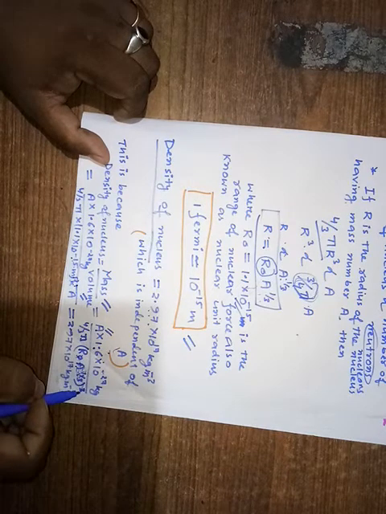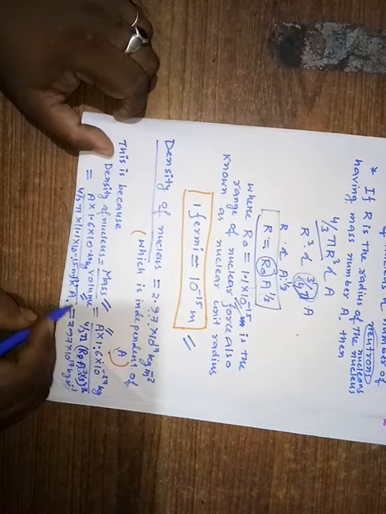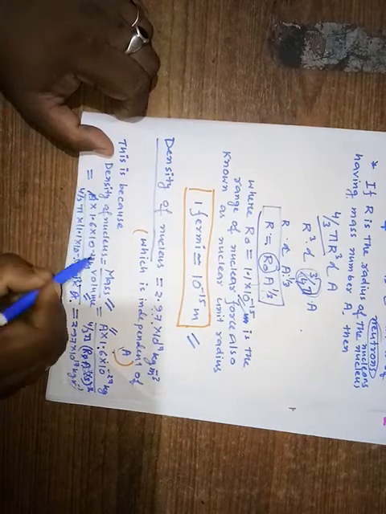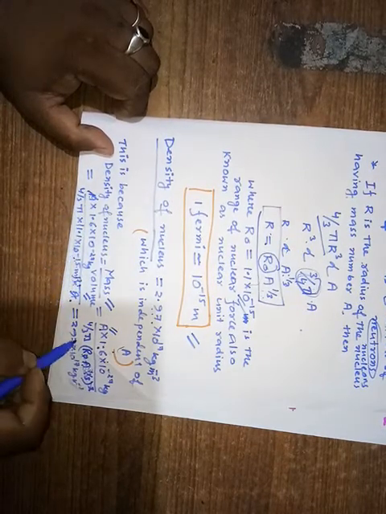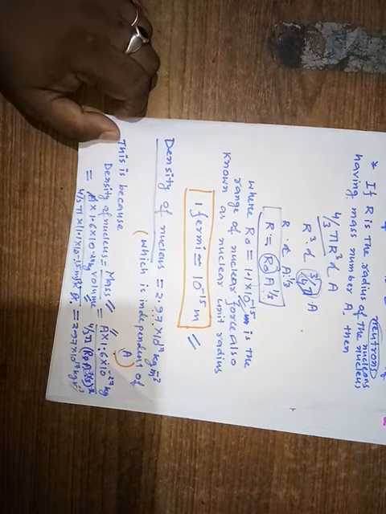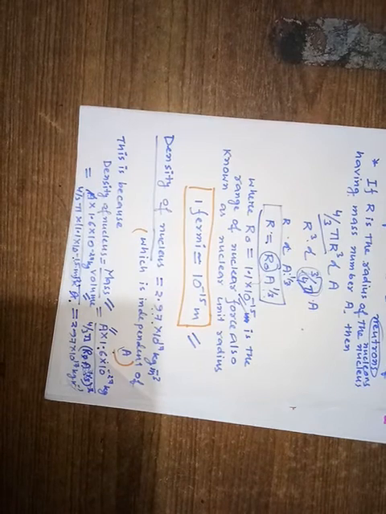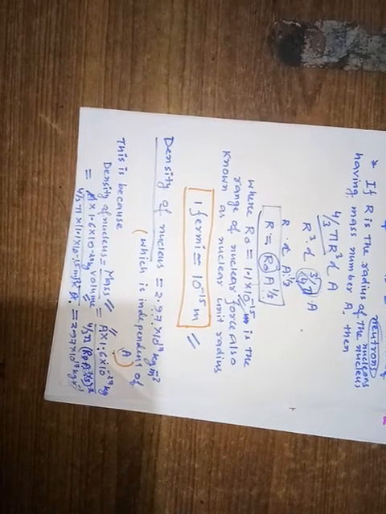A to the power 1 by 3 whole cube is A. Is it okay? So this A and this A will get cancelled. Whatever is left is a constant, and the value we get is 2.97 into 10 to the power 17 kg per meter cube. That is the density of the nucleus, which is very, very high.